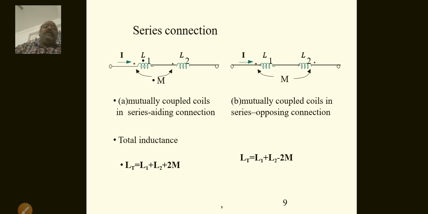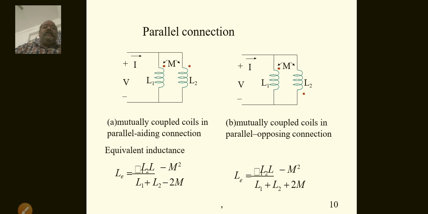which is L total equal to L1 plus L2 plus 2M for aiding, but L1 plus L2 minus 2M for opposing. This is the series connection of mutually coupled coils, aiding and opposing. That is the importance of the dot: how it is aiding or opposing. Now take the effective inductance of mutually coupled coils. How are they? The M is like this, in the same direction, but here it is opposite. So, mutually coupled coils in parallel aiding connection.